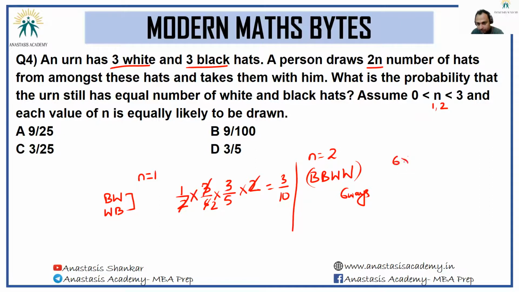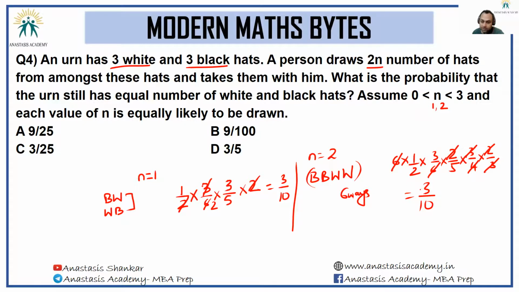So this is done in, let's say, 6 into 1/2, the probability of n being equal to 2, into 3/6 into 2/5 into 3/4 into 2/3. Okay. So 6 and 6 gone, 4 gone, 2 and 2 gone, 3 gone, 3 gone. So I'm left with 3/10 all over again. Even in this case, I'm getting 3/10.